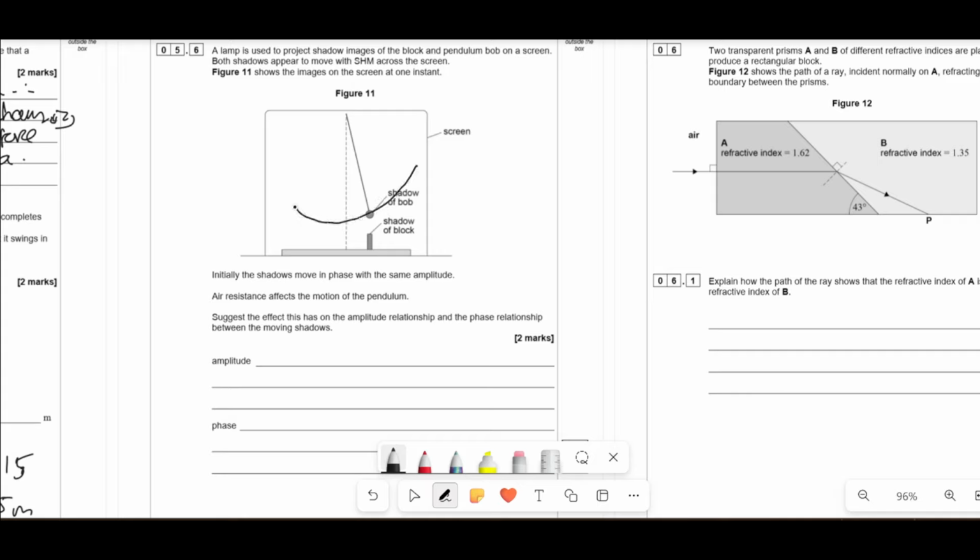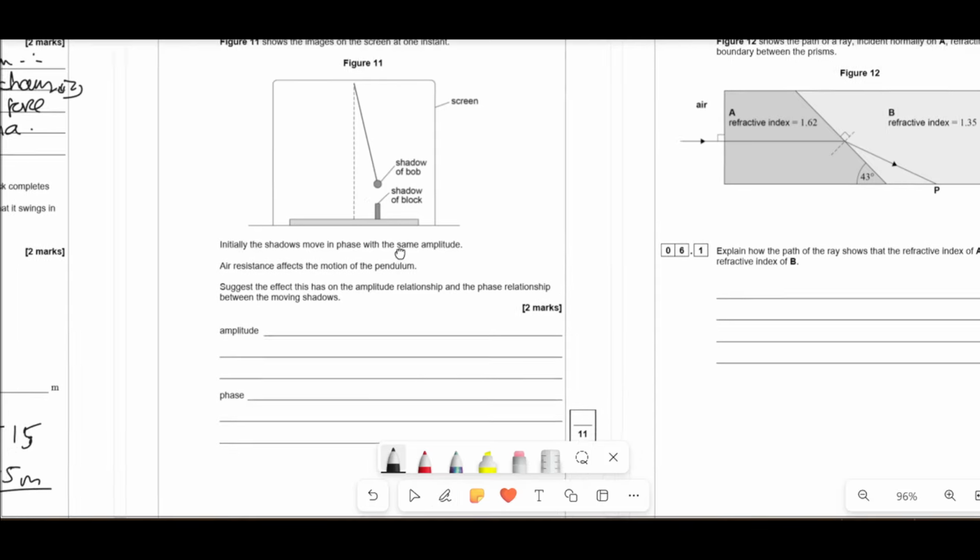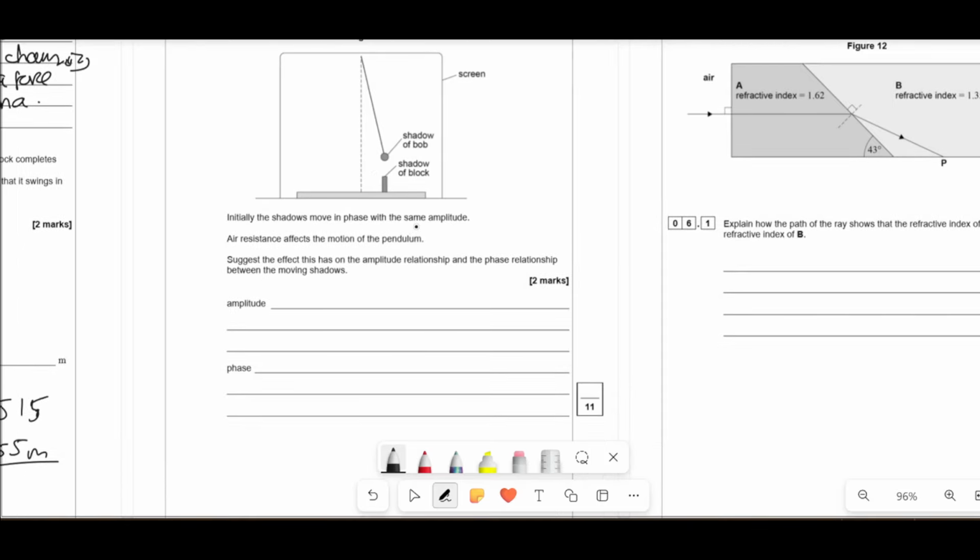So what happens is it'll do this, and then this, and then this. So as a result, its amplitude must be dropping because it can't keep having that same exchange. Some is lost to the air resistance. This means the amplitude of the bob is going to be lower than the block over time, because remember, as it's moving side to side, it's losing some energy in the system due to the air resistance.